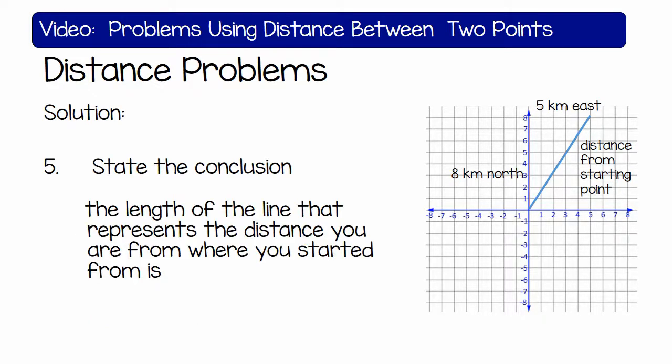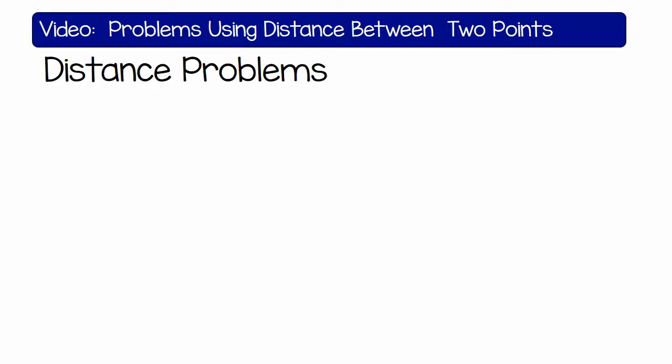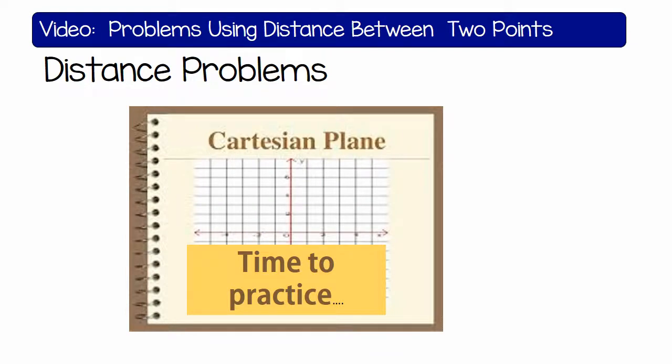State the conclusion. The length of the line that represents the distance you are from where you started is the square root of 89. Now it's time to practice the Cartesian plane.